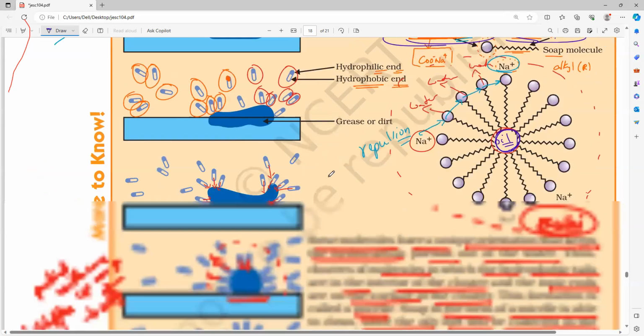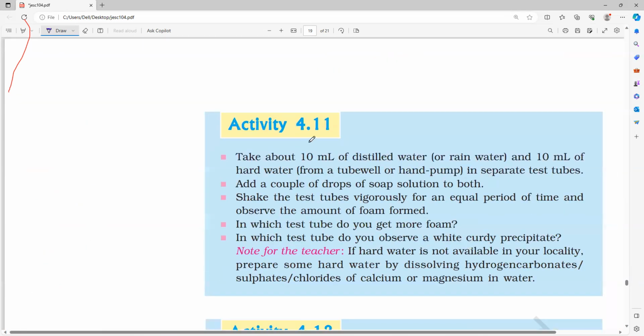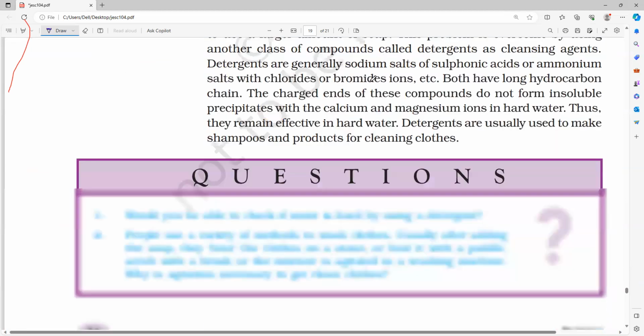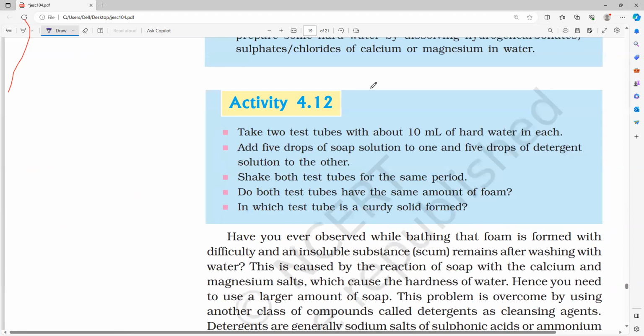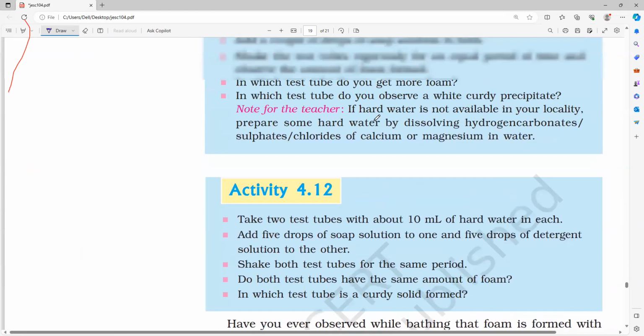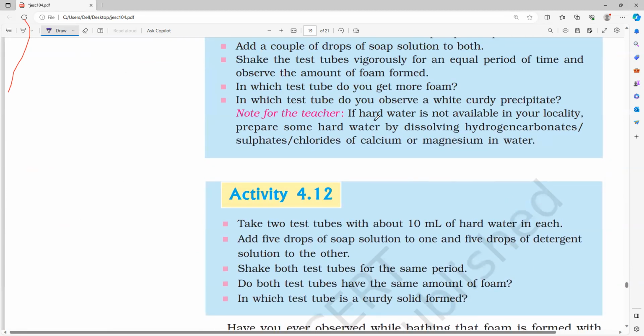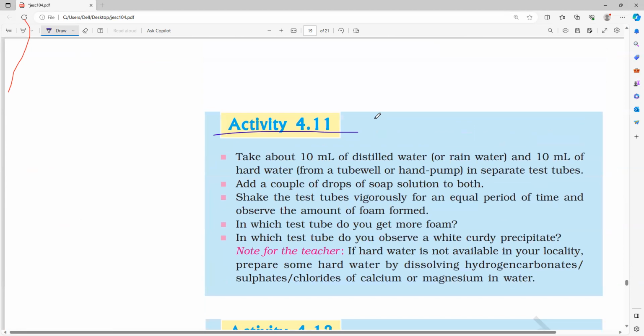So till here you complete it. From here we'll continue in the next class, from activity 4.11, which is another important concept. If you have finished this, then this concept is over. Then we'll discuss the limitations of soaps, and in the next class we'll start detergents and finish it.